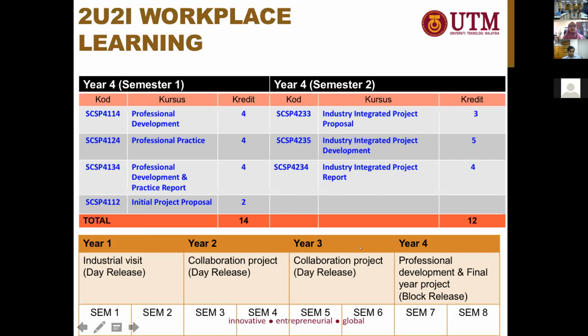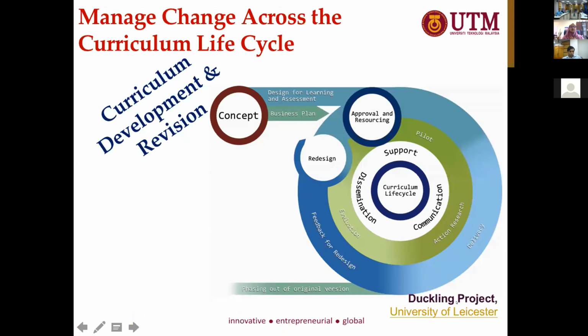Okay, so we call it block release. From the example that I discussed just now, we can see that our world is changing. Software training is very important to enable the world change. Meaning that the curriculum development and revision need to be done consistently and need to be managed and changed across the curriculum life cycle.